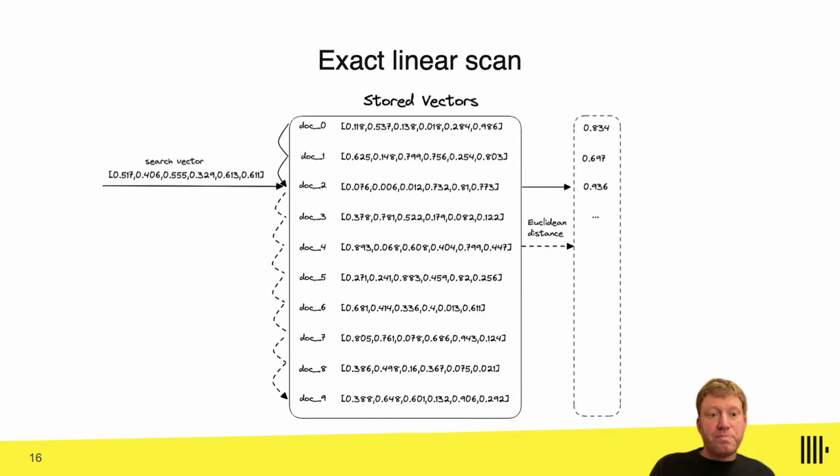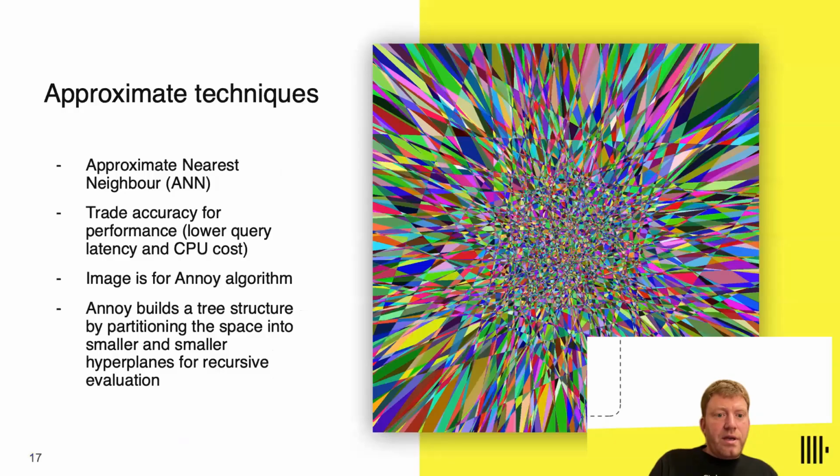Exact linear search might look like this. We have our stored vectors somewhere, and we have our search vector. We run through them, compute the distance for each one, then sort the distances and return the top n. And that scales pretty much with the number of cores that you've got.